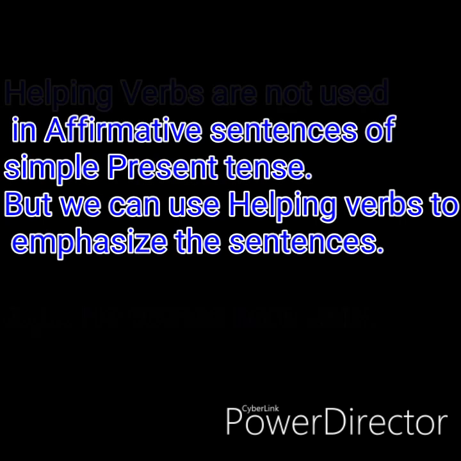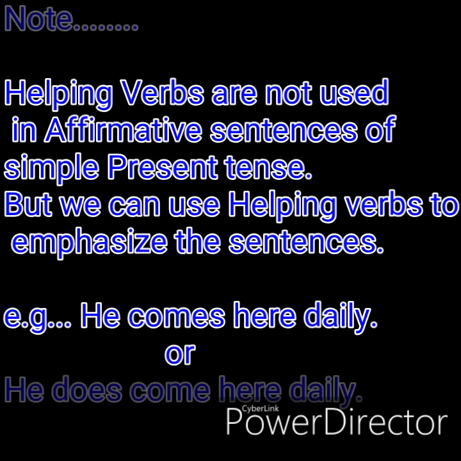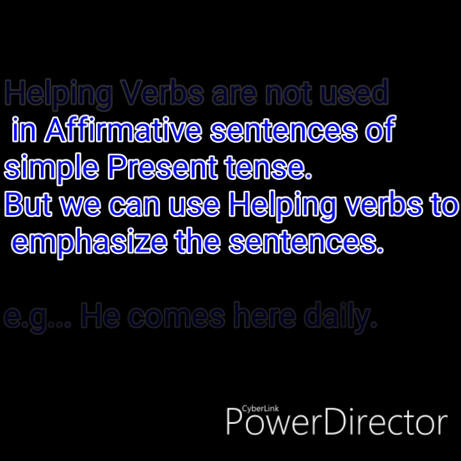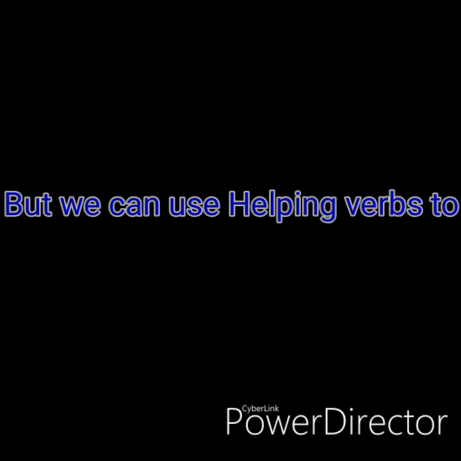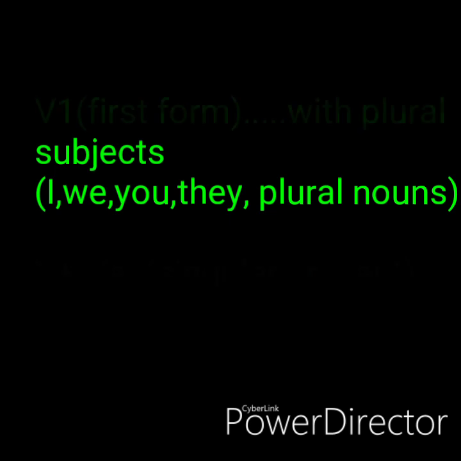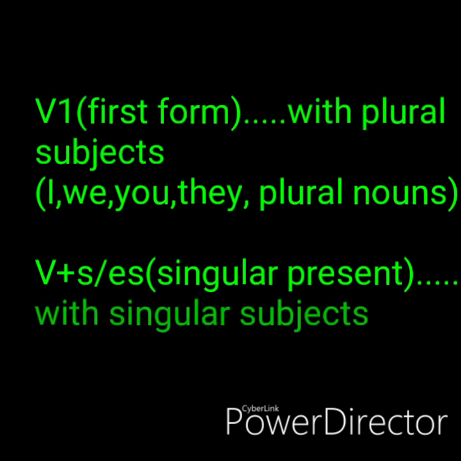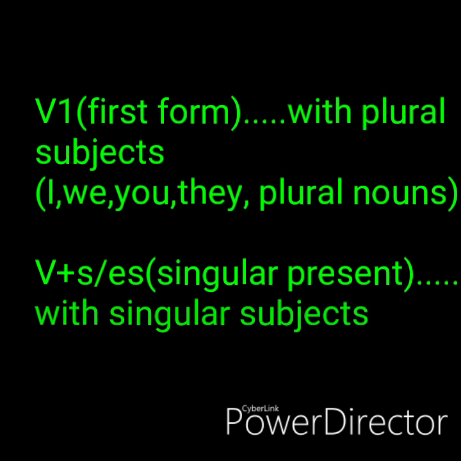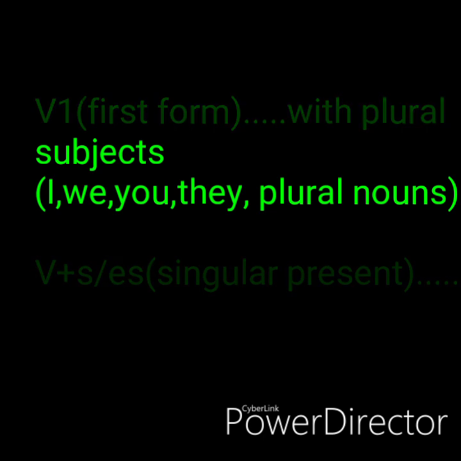First, we will discuss affirmative sentences. In affirmative sentences, we do not use helping verbs do or does. However, we can use them to emphasize the sentence, as I have given an example. In simple present tense, we use base form or first form with plural subjects and S or ES form with singular subjects. Plural subjects means I, we, you, they, or plural nouns, and in singular he, she, it, or singular nouns.